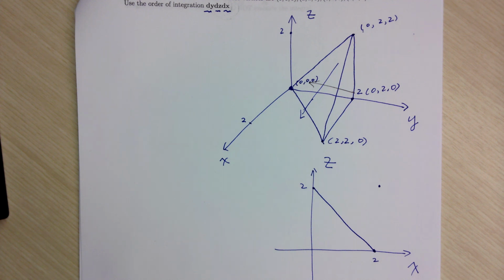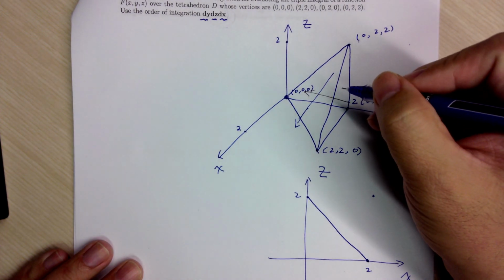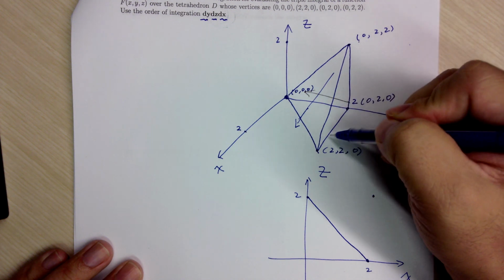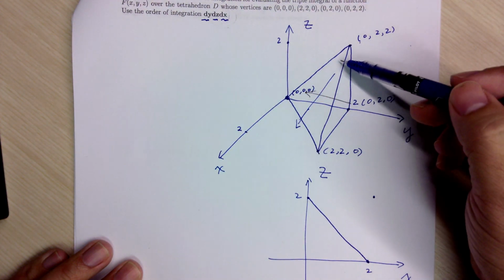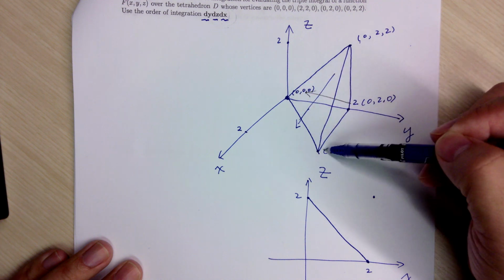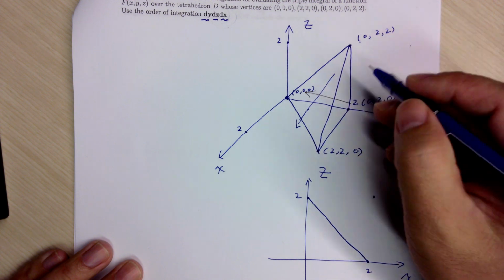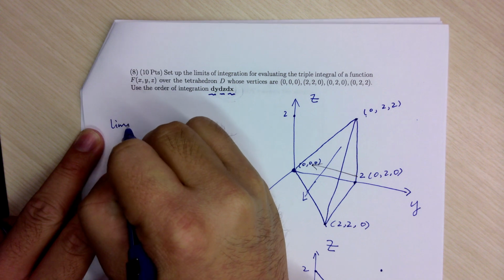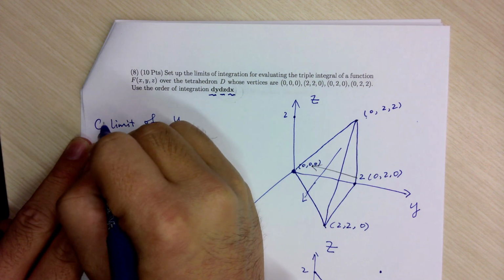And then we're starting to work on that. Okay. So the thing is, you see, y is bounded above by 2, which is just this plane here. But it is bounded below by this side surface of the tetrahedron. So in other words, the first step is that we need to find the limit of y, of the integral. So that's the first step.